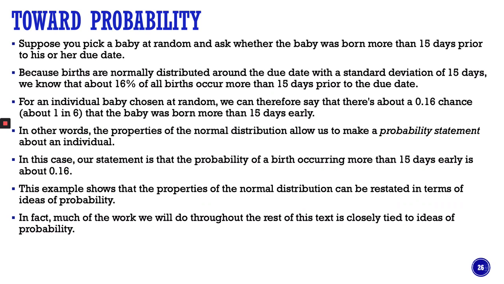In other words, the properties of the normal distribution allow us to make a probability statement about an individual. In this case, our statement is that the probability of a birth occurring more than 15 days early is about 0.16. This example shows that the properties of the normal distribution can be restated in terms of ideas of probability. In fact, much of the work we will do throughout the rest of the text is closely tied to ideas of probability, which is what we will get into next.